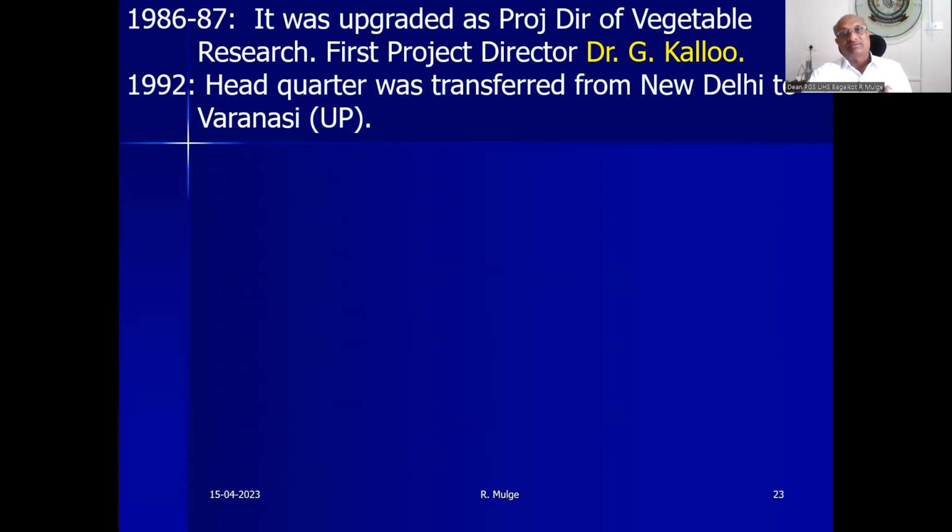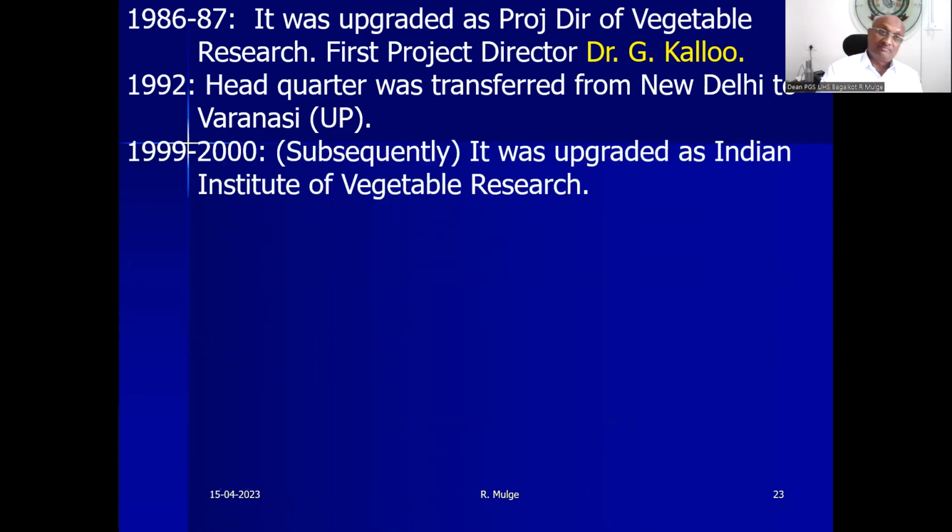In 1992, the headquarters was transferred from New Delhi to Varanasi, right? That project directorate. And in 2000, it was upgraded as Indian Institute of Vegetable Research. That means project directorate is a low profile. Now, if you upgrade, you get more resources, more scientific manpower, more funds, and more intensive research you can carry out on more number of vegetables. That's what this Indian Institute of Vegetable Research is.